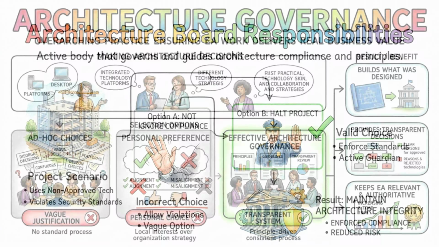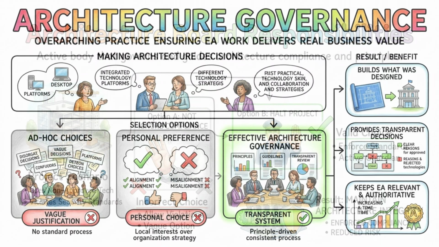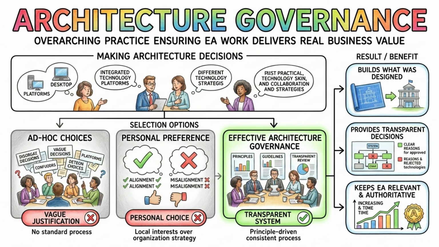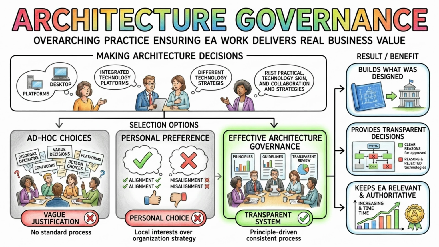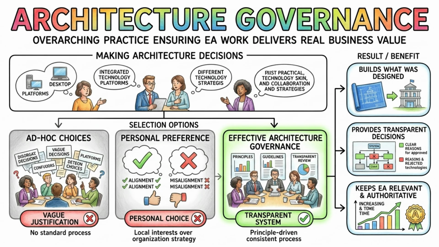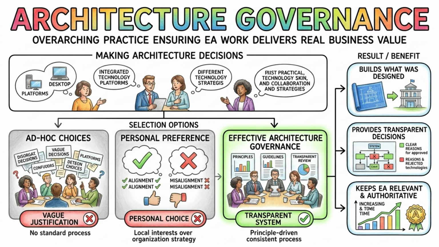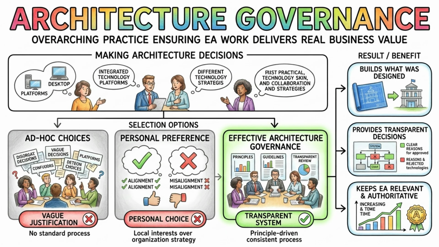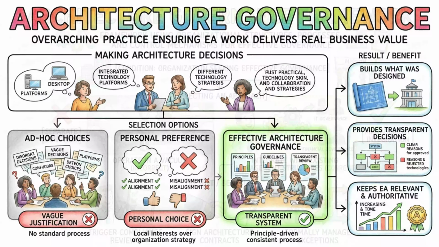Architecture governance is the overarching practice of monitoring, directing, and controlling the enterprise architecture work to ensure it delivers real business value. Good governance guarantees that the organization actually builds what was designed in the architecture phases, preventing costly technical debt. It also provides a transparent system for decision-making, so everyone understands why certain technologies are approved or rejected. The exam will heavily test your knowledge of governance because it is the mechanism that keeps architecture relevant and authoritative over time.